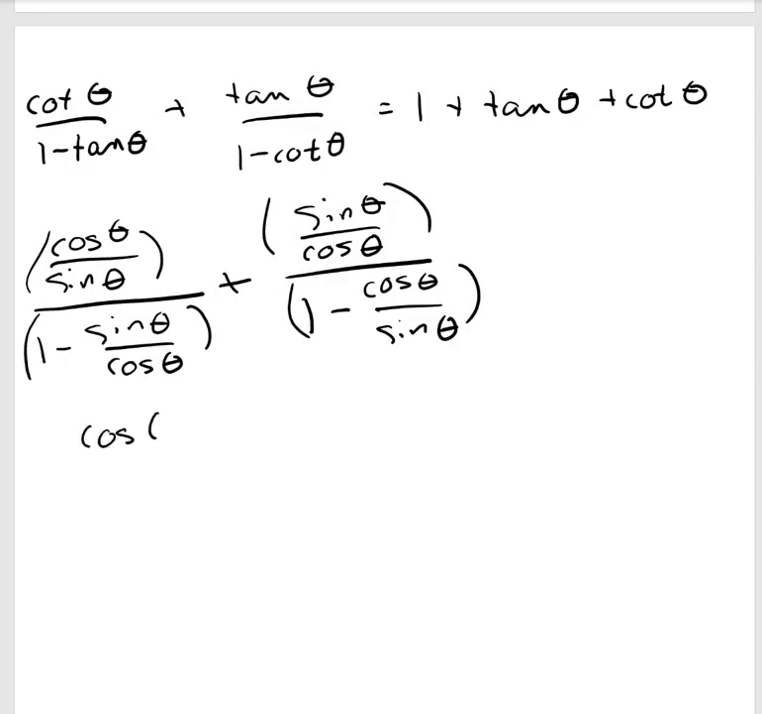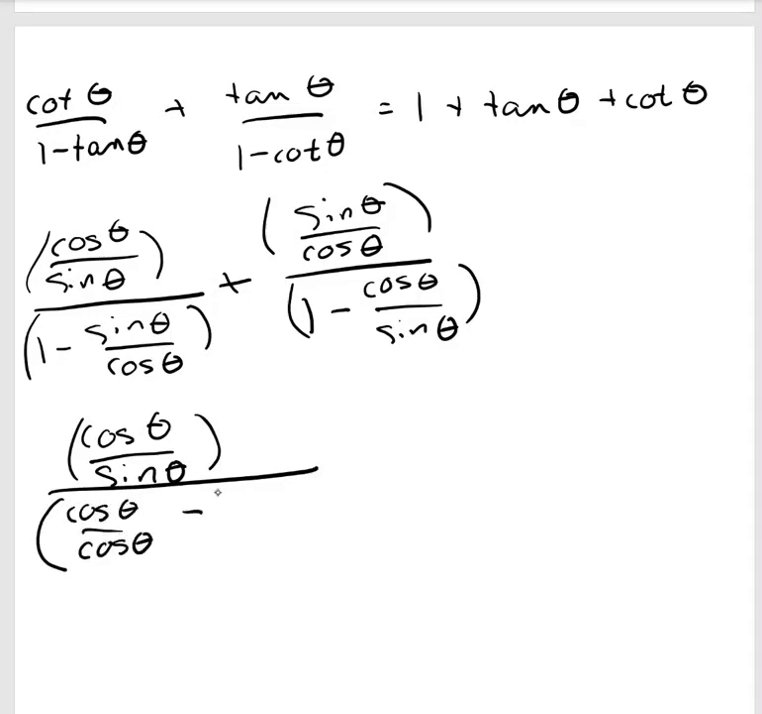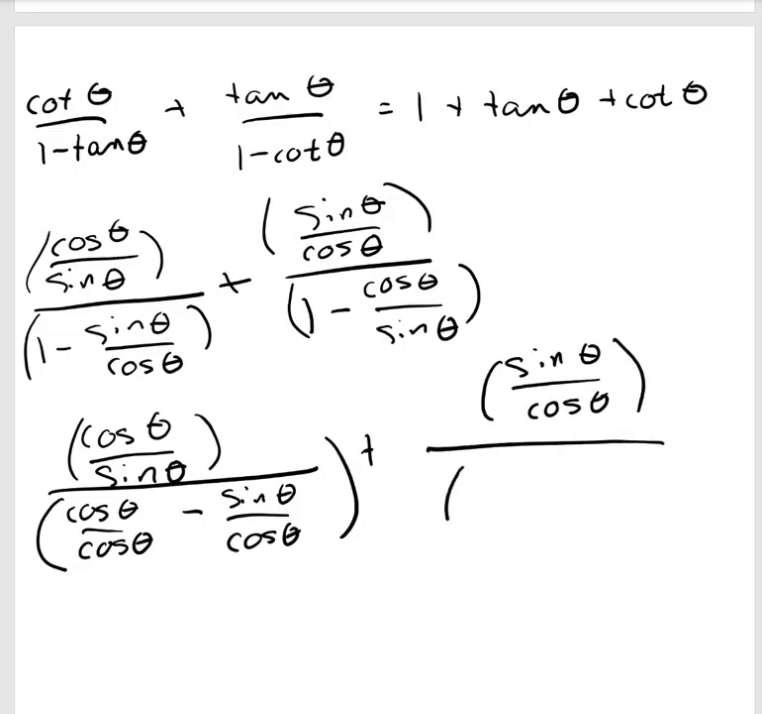So I'm going to look at the denominators and see what I can do with them. Let's leave the top, cosine theta over sine theta. And instead of having 1 minus sine theta over cosine theta, I'm going to change the 1 into cosine theta over cosine theta minus sine over cosine. Still a plus. Then the second expression, sine theta over cosine theta. And I'm going to do the same thing here where I make the 1 into sine theta over sine theta minus cosine over sine.